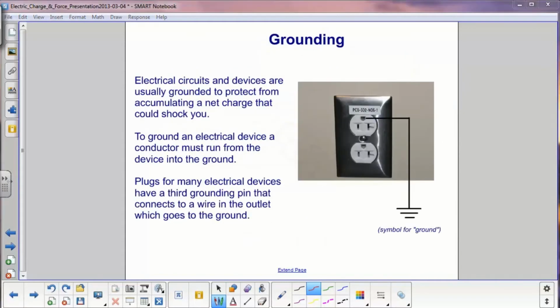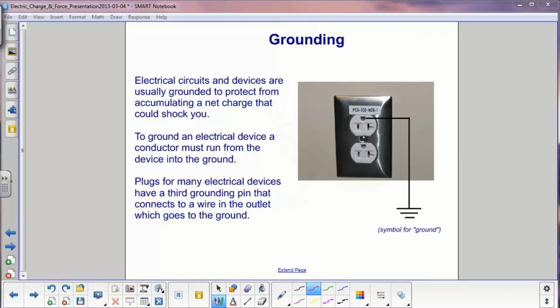In the last slide, we showed how a buildup of electric charge on a door handle or on your person by scuffling your feet on the carpet in the wintertime can cause a small current to flow through you into the ground. That's annoying, hurts a little bit, but will cause no real damage. However, in the house we use objects that draw quite a bit of current and have a lot of electric charge that, if there are frayed wires or a defect in the equipment, could build up a large charge so that if you were to touch it, it would flow through you and cause great damage to you. So circuits and devices are usually grounded to protect them from accumulating that net charge that could shock you.